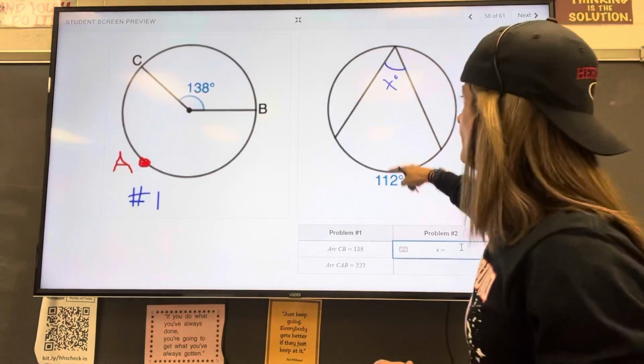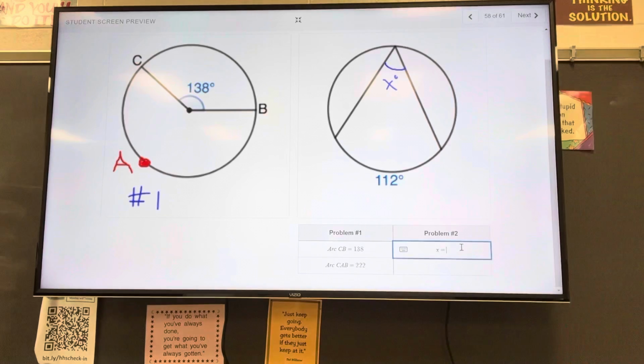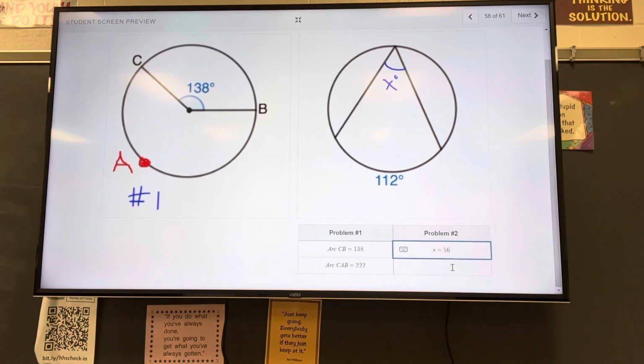The last one, this angle is an inscribed angle, so it should be half of 112, which is, that's it. How do we do?